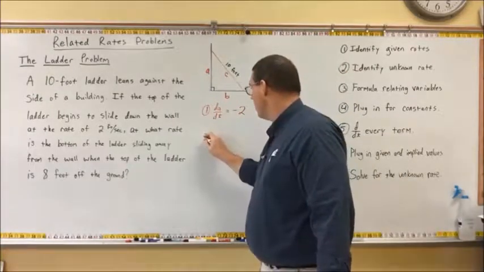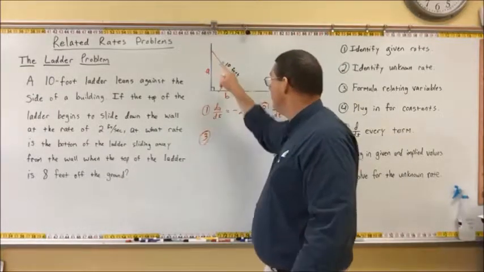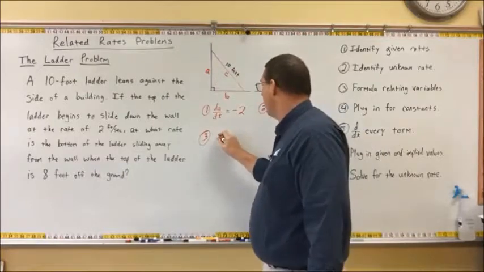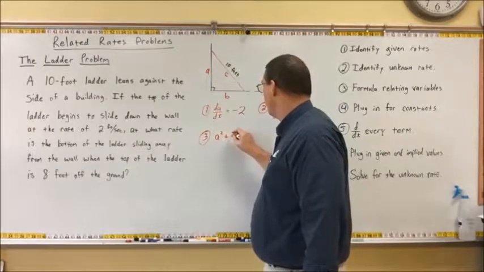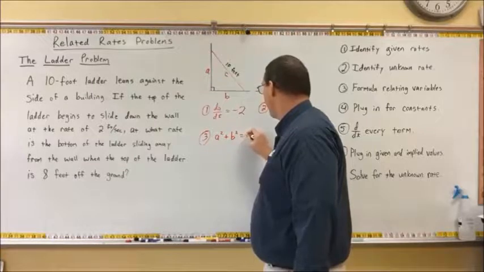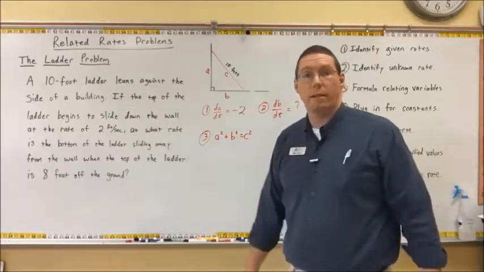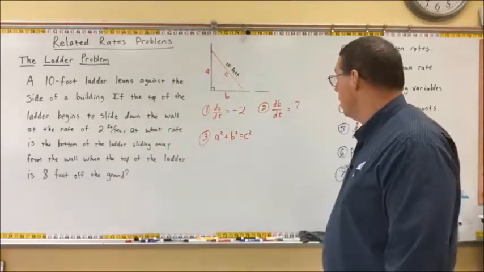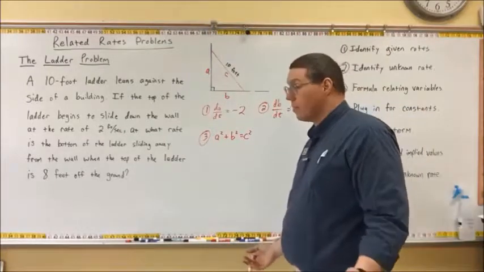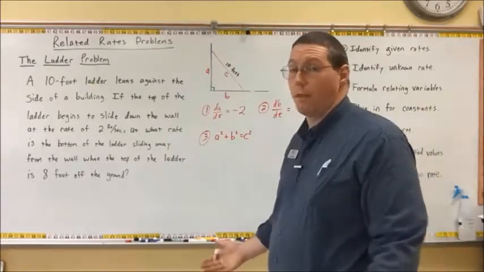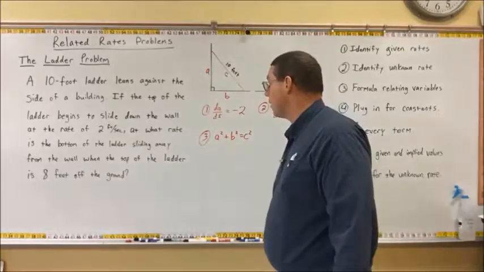So step 3, since we're using distances of a right triangle, distances of a right triangle are related by the Pythagorean theorem. Well, that's one way to relate them. There are other formulas you can use. Some of them are based on the Pythagorean theorem, but let's just use the Pythagorean theorem.